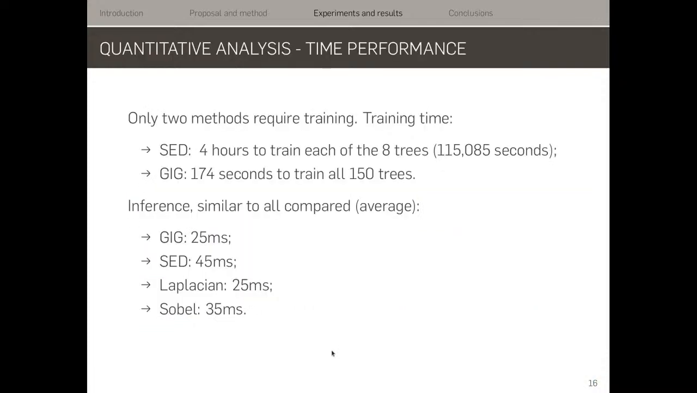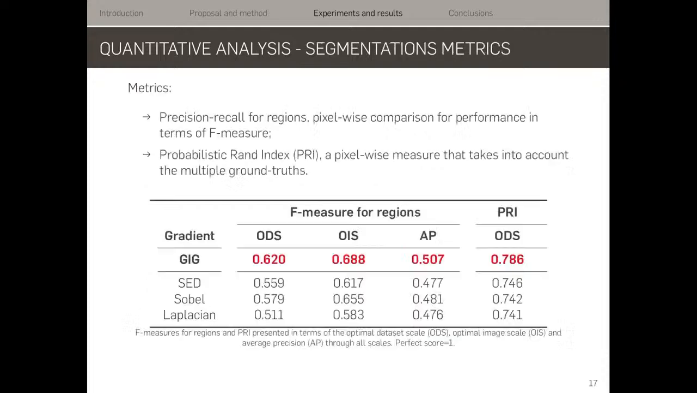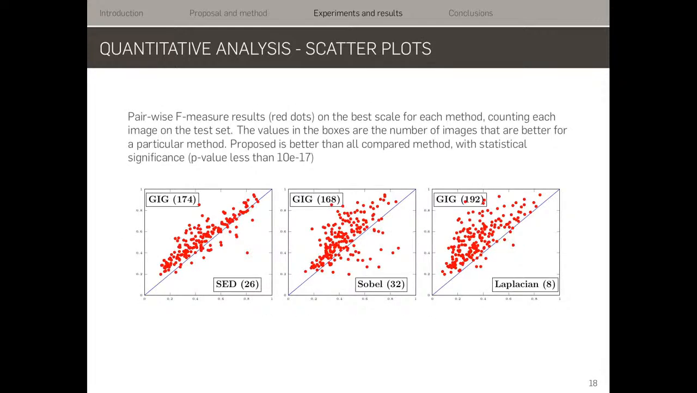In terms of training time, the only two that are fast are the GIG proposed, which takes only 2 minutes to train all 250 trees, while SED takes 4 hours to train each of the 8 trees. Inference is similar for all compared methods. Here we have some metrics for the segmentation task, in which the proposed method is superior to all compared. We also have a visualization of pairwise comparison that shows with statistical significance the superiority of the proposal.